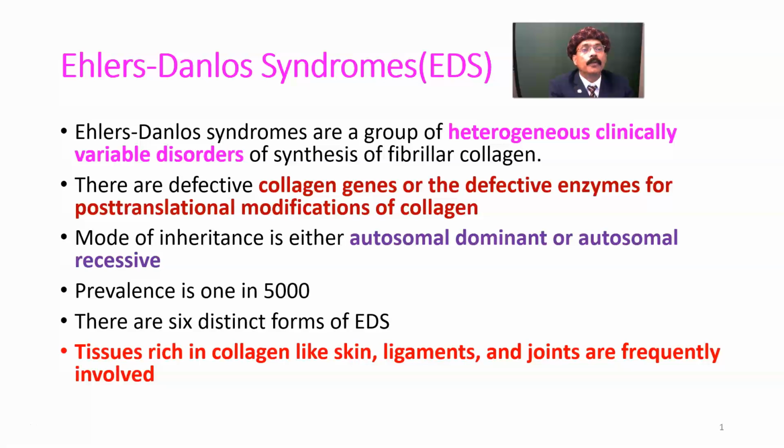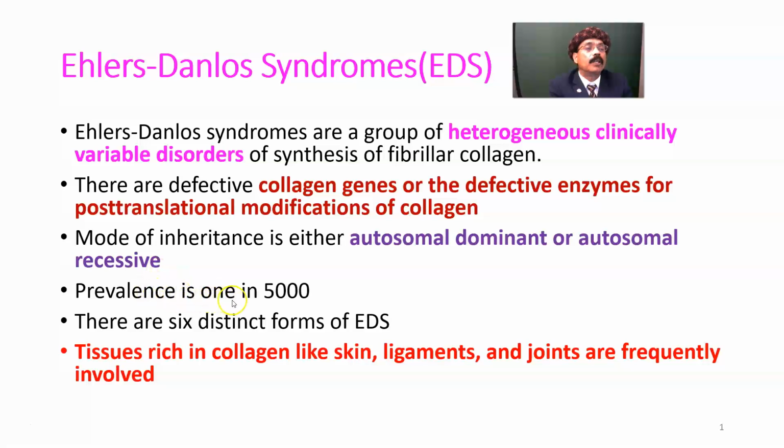Ehlers-Danlos Syndrome, also called EDS. Ehlers-Danlos syndromes are a group of heterogeneous, clinically variable disorders of synthesis of fibrillar collagen. So the Ehlers-Danlos syndrome is a connective tissue disorder. There are defective collagen genes or defective enzymes for post-translational modification of collagen. Mode of inheritance is either autosomal dominant or autosomal recessive.